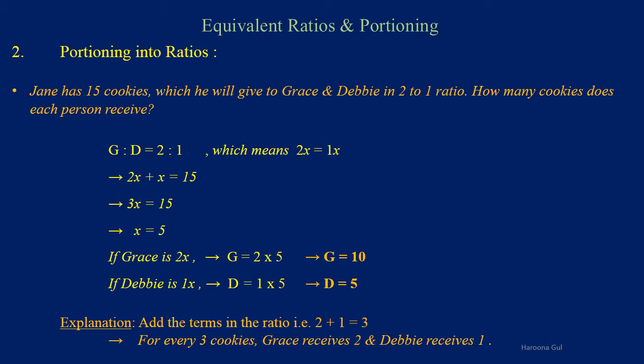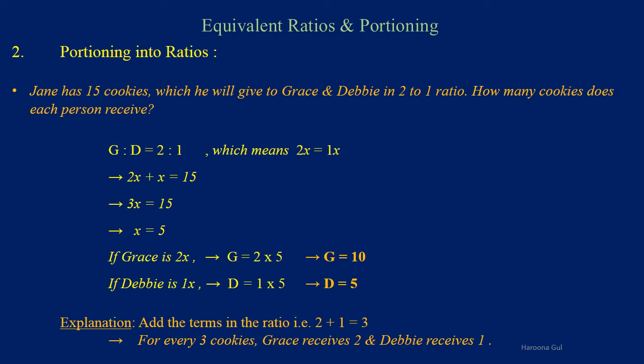Now let us convert this statement into an equation. If Grace is G and Debbie is D, then our equation would be G ratio D is equal to 2:1, which means 2x is to 1x. The reason we have multiplied x with 2 and 1 is that we do not know the value of x, and through the value of x we're going to get to know how many cookies Grace or Debbie received, right? So we're going to add up the ratio. 2x plus x is equal to 15, which gives us the value of x as 5.